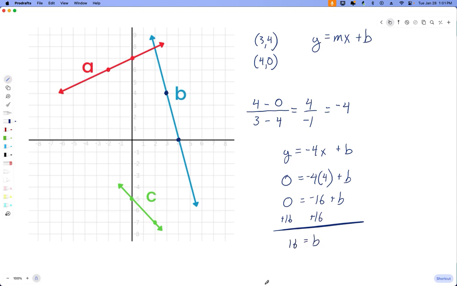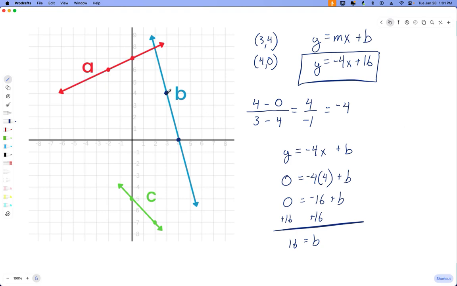16 is our b. So now we can come back in and fill in our slope and our b. Y is equal to, our slope is a negative 4 times x, and 16, which is positive 16, is our b value. This is going to be the equation that we're looking for.